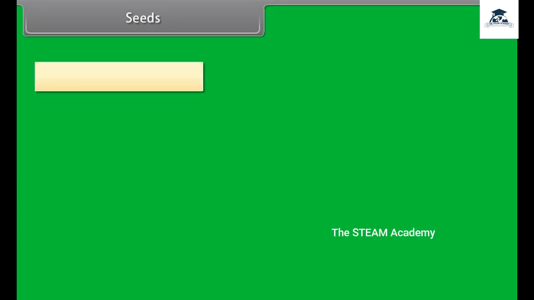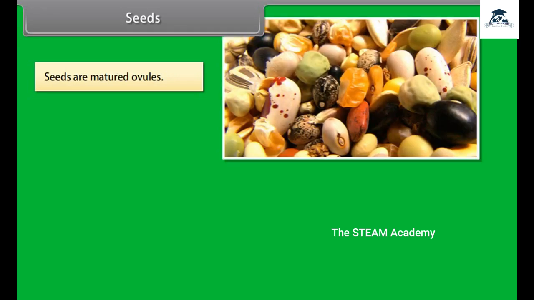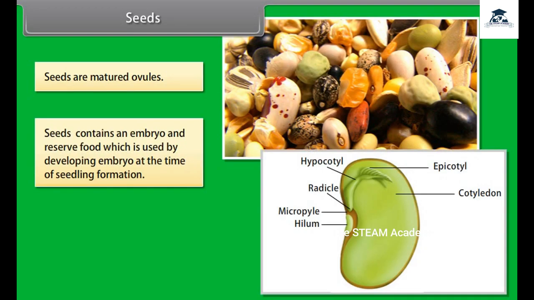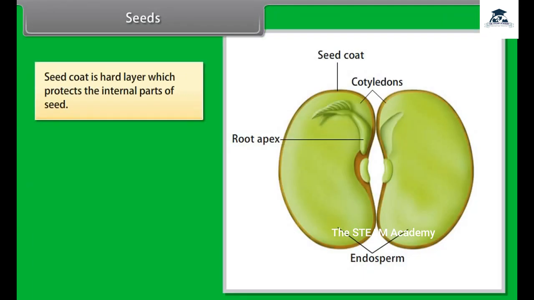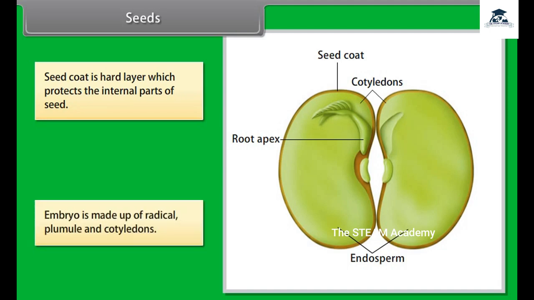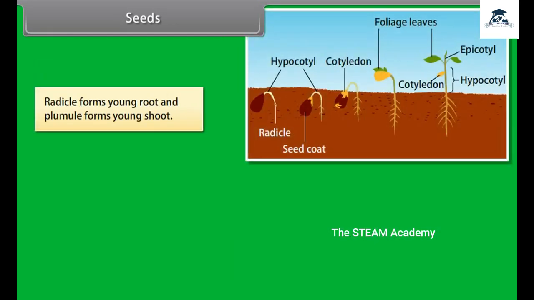Seeds. Seeds are matured ovules. Seeds contain an embryo and reserve food, which is used by the developing embryo at the time of seedling formation. A mature seed is made up of two important parts: seed coat and embryo. Seed coat is a hard layer which protects the internal parts of the seed. Embryo is made up of radicle, plumule, and cotyledons. Radicle forms the young root and plumule forms the young shoot.